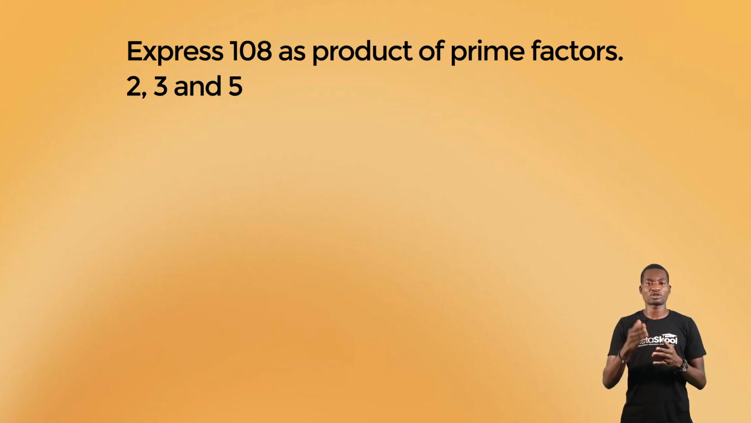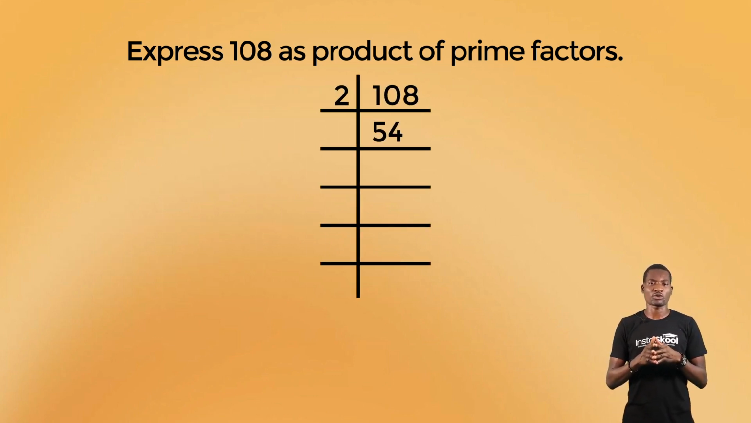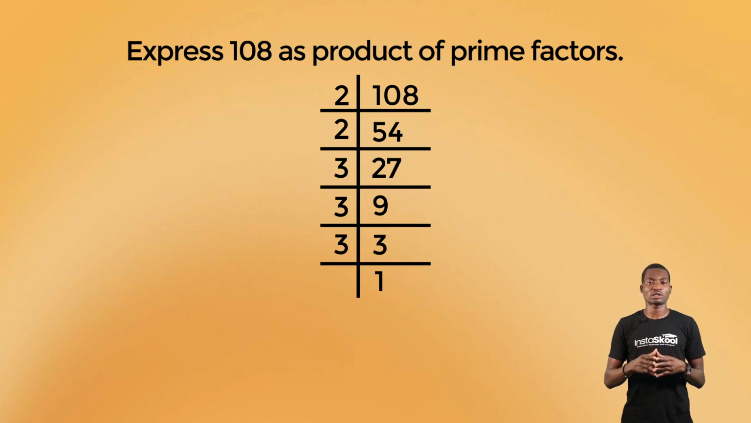Now we use 2 first off to divide 108 to get 54. 2 again can go in 54 to get 27. 3 can go in 27 to give us 9. 3 can go in 9 to give us 3, and then finally 3 divided by 3 to get 1. When the division gets to 1, we stop there, and then we count the number of 2 we have used, that is 2. Also count the number of 3 that we have used, that is 3. So we therefore write 108 as a product of prime factors as 2 raised to the power of 2 and 3 raised to the power of 3.